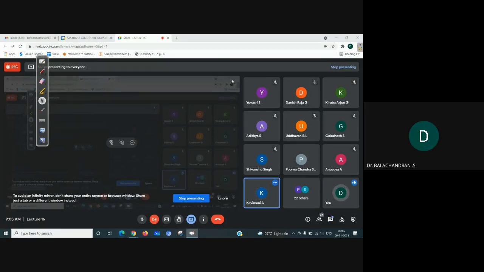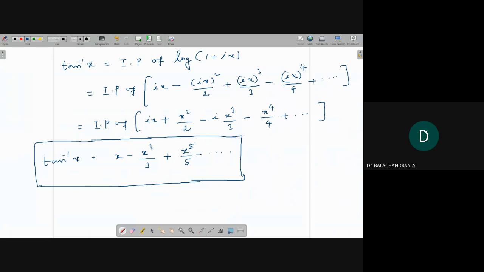Why I told you to refer to that problem is because they gave tan inverse of a equal to what? Tan inverse of a equals a minus a cube by 3 plus a power 5 by 5. Is this what was given, Kavimani? Yes, sir. Okay, that's why, because you didn't know it before. You should know each and everything, then only you can solve a bigger problem.